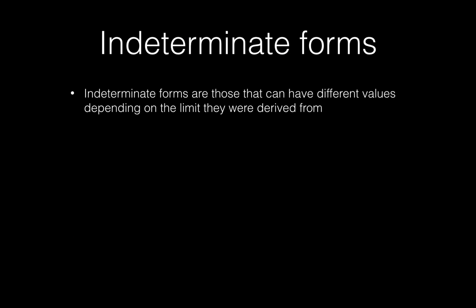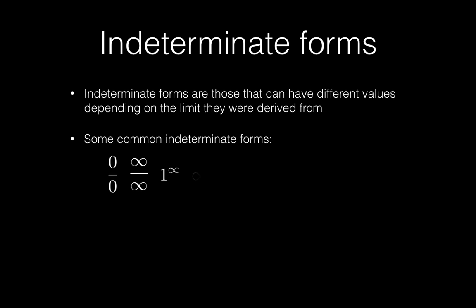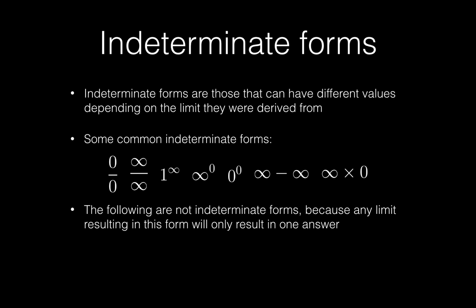Indeterminate forms. Indeterminate forms are those that can have different values depending on the limit they were derived from. Some common indeterminate forms include 0 over 0 and infinity over infinity. The following are not indeterminate forms, because any limit resulting in this form will only result in one answer. Plus or minus n over 0 always results in plus or minus infinity, no matter what limit it was derived from, as long as n is greater than 0. If a limit results in the form of n over infinity, it always results in 0, as long as n doesn't equal 0.